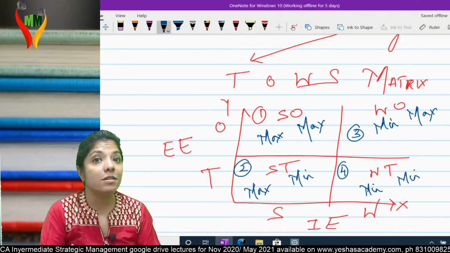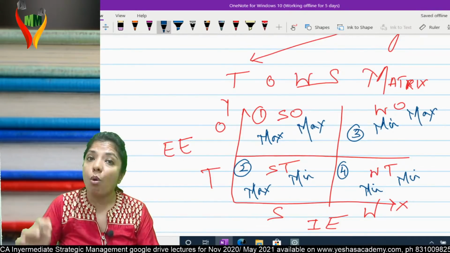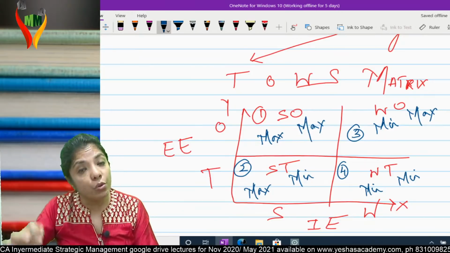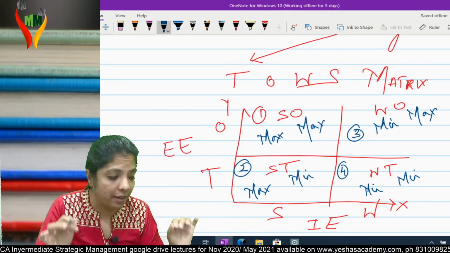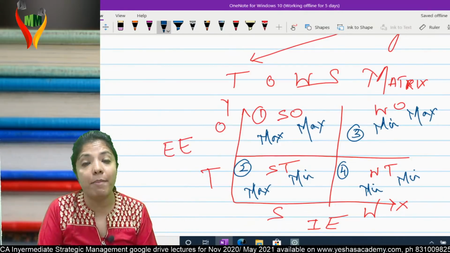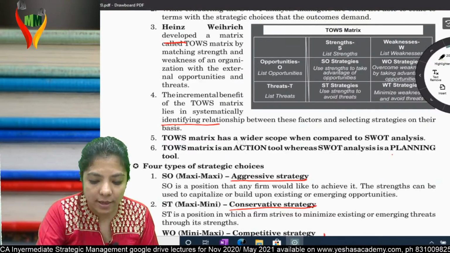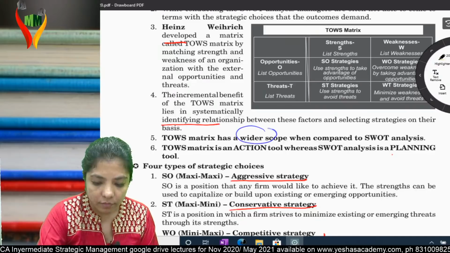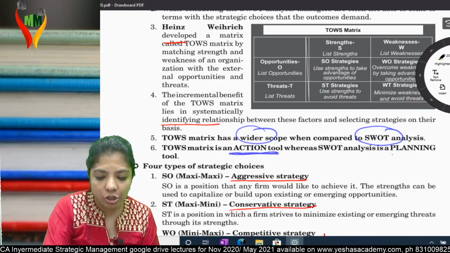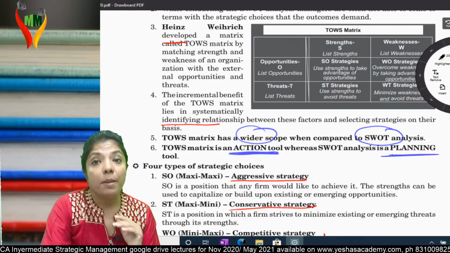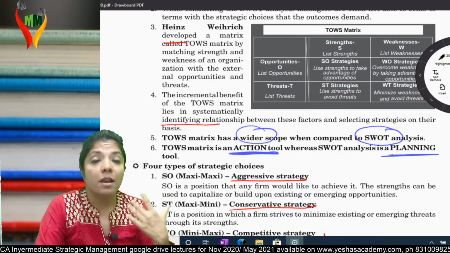So what has TOWS done? SWOT has just explained what SWOT is. But how to use this SWOT in different scenarios and formulate a strategy has been explained by the TOWS matrix. So you can say that the TOWS matrix is wider as compared to SWOT, or TOWS is an action tool whereas SWOT is a planning tool.